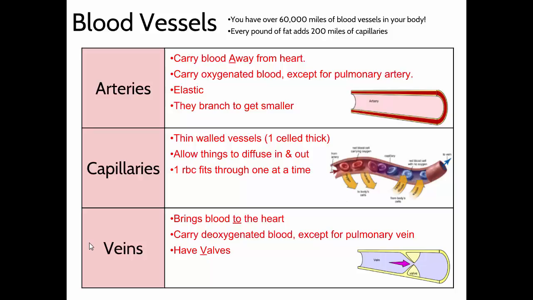Does anybody know what varicose veins are, or spider veins? Yeah. That people get in like their legs especially. They're like swollen, often bluish, greenish veins that bulge out. Those are veins, and what happens is the valves are not working properly. So instead of forcing the blood to go in one direction, they don't work, and the blood can kind of start to pool and settle in that area, and they swell up really big. Okay? So that's what happens.